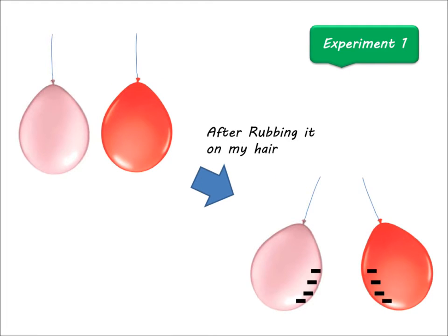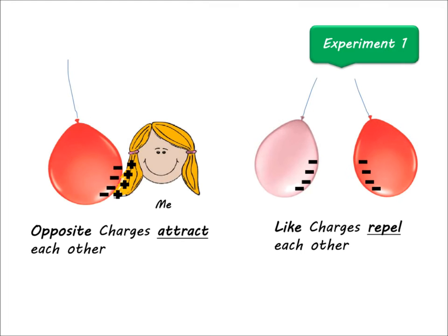But continuing the experiment, we saw that when I rubbed both balloons to my hair and I tried to close them, they repelled each other. Let's explain the reason using this picture. As you see, both balloons have gained negative charges from my hair, and the result was a repulsion. So we can conclude that like charges repel each other. Okay? So the result of experiment 1 was that opposite charges attract each other, and like charges repel each other.